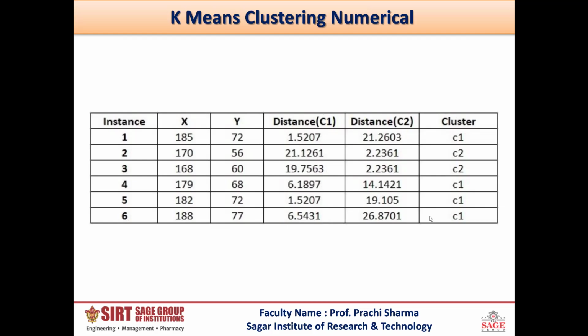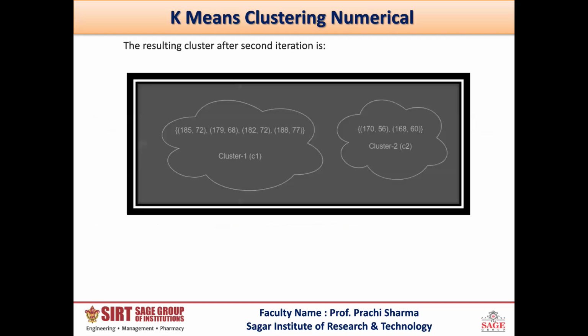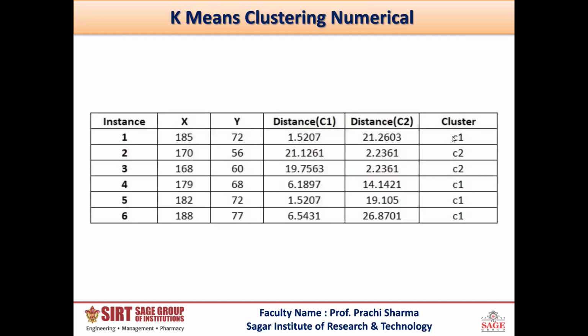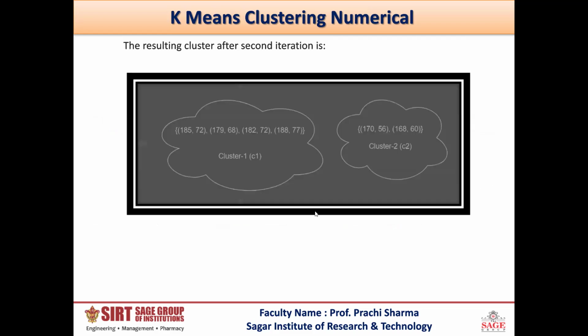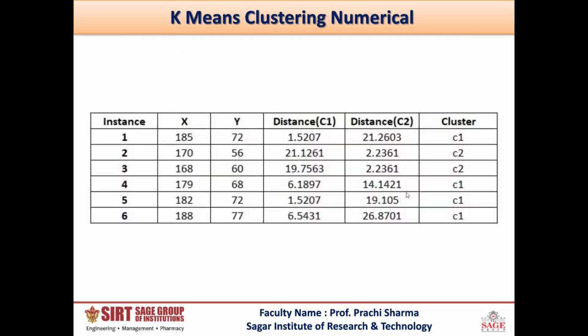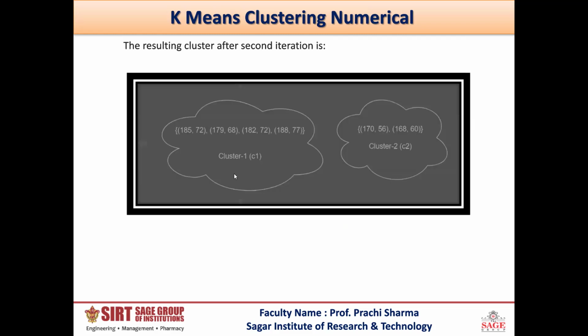So we are done with the second iteration. The resulting clusters after the second iteration are: in cluster C1 we have points 1, 4, 5 and 6, and these are the values of these points respectively. And for cluster C2 we have the third point and second point, 170, 56, 168, 60. So this completes our iteration 2.